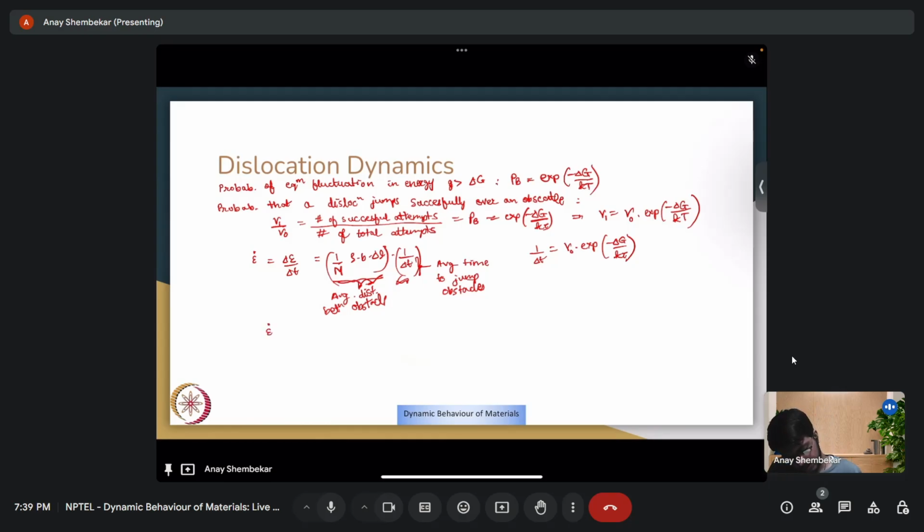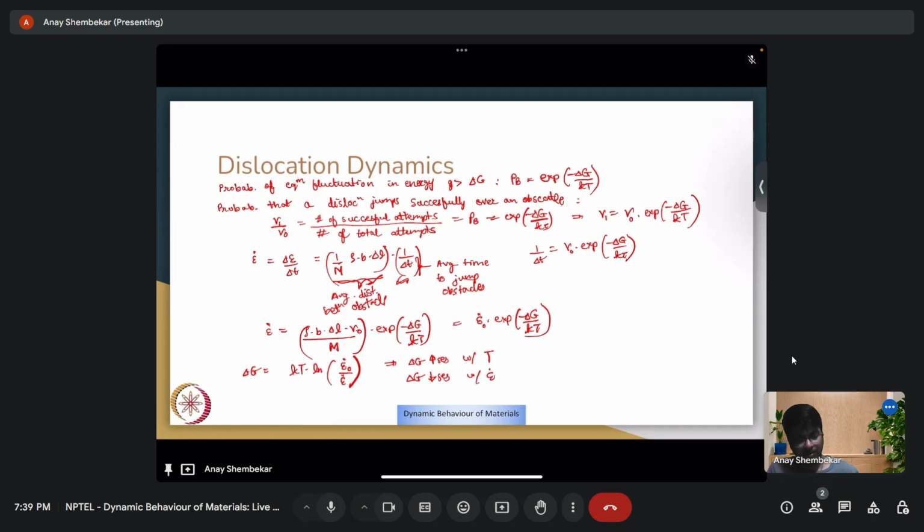So you can write epsilon dot is equal to rho b delta l nu naught by m, into exponent of minus delta G by kT. Taking the left hand side bracket and writing it as epsilon dot naught, you end up with epsilon dot naught into exponent of minus delta G by kT. Juggling the terms around, you basically get delta G is equal to kT ln of epsilon dot naught by epsilon dot. Which tells us that delta G increases with temperature and delta G decreases with epsilon dot.